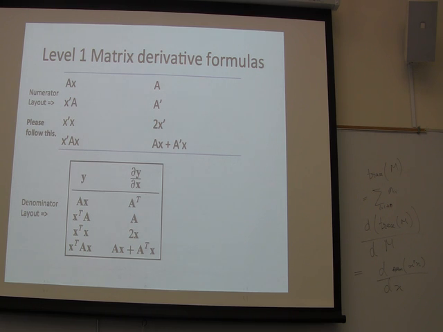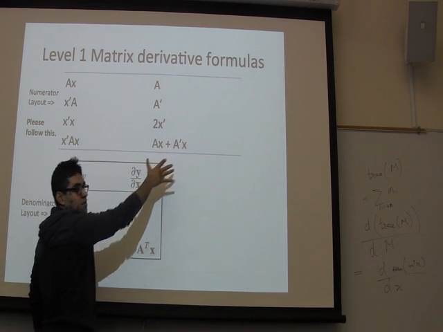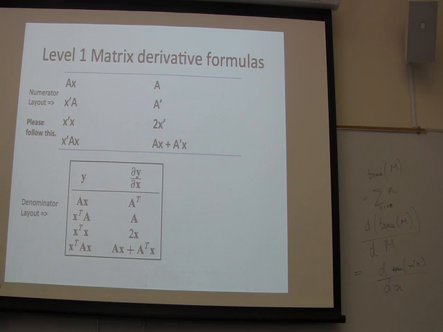The result of this, the fact that it is the symmetric part of A times x, is important. Just remember it because it's going to be used over and over again. The derivative of x transpose Ax is the symmetric part of A into 2 into x.